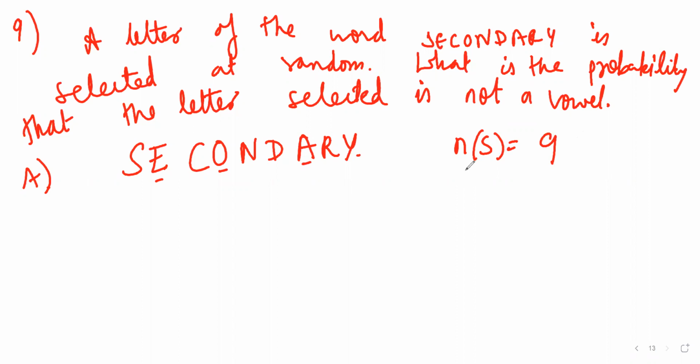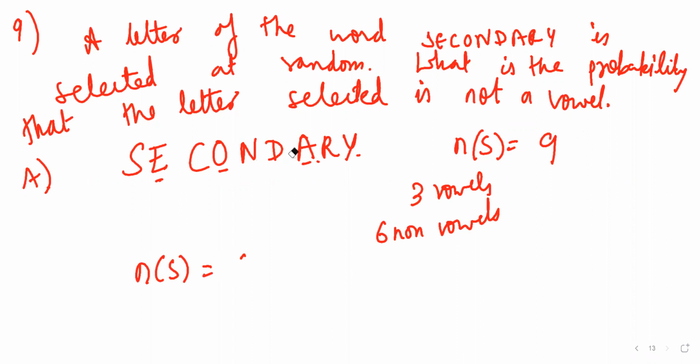So what is favorable to me? There are 3 vowels. That means 6 non-vowels. That's what we want. A favorable event is not getting a vowel, isn't it? So n of favorable will be 6. N of S is the total count, which is 9.